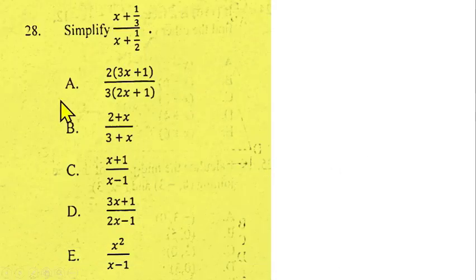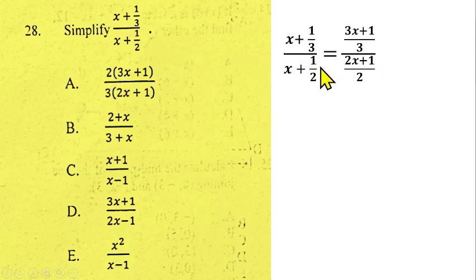Question number 28 is from the algebraic fraction as well. So we have to simplify x plus 1 over 3 over x plus 1 over 2. From there you can find the LCM of the numerator, which is 3. Then 1 in 3 gives us 3. 3 times x gives us 3x, plus 3 in 3 gives us 1. 1 times 1 gives us 1 here. The same thing you do here. You find the LCM, which is 2. 1 in 2 gives us 2. Then 2 times x gives us 2x, plus 2 in 2 gives us 1. 1 times 1 gives us 1 here.